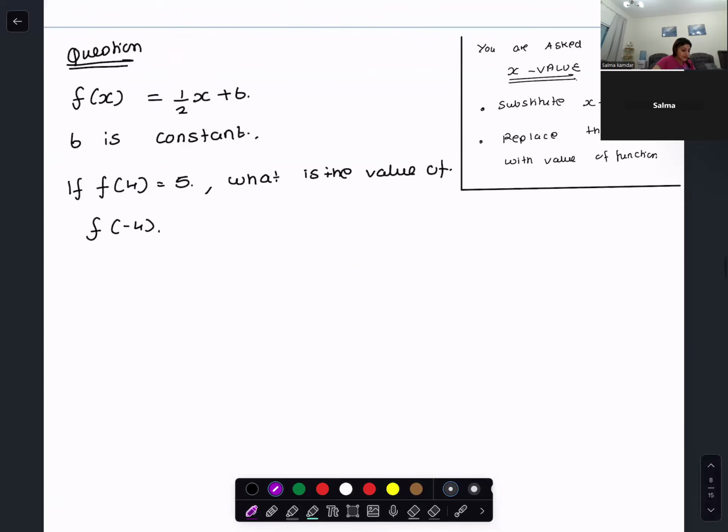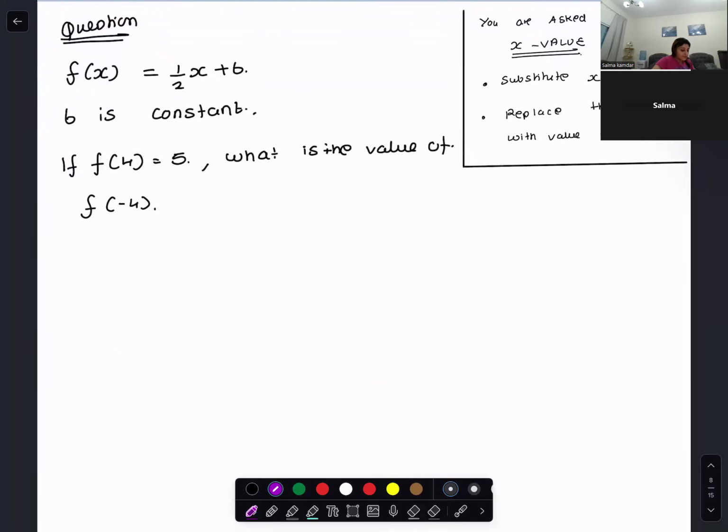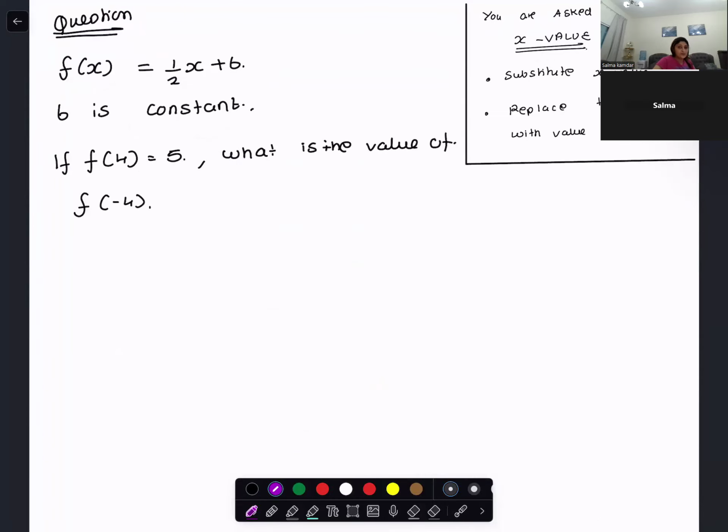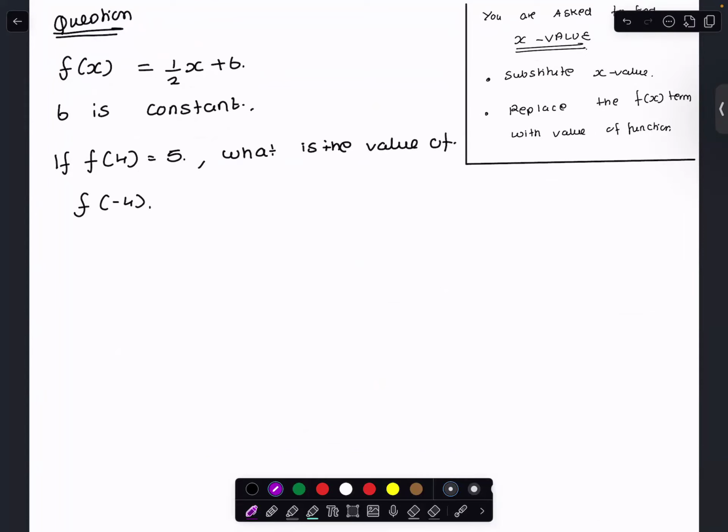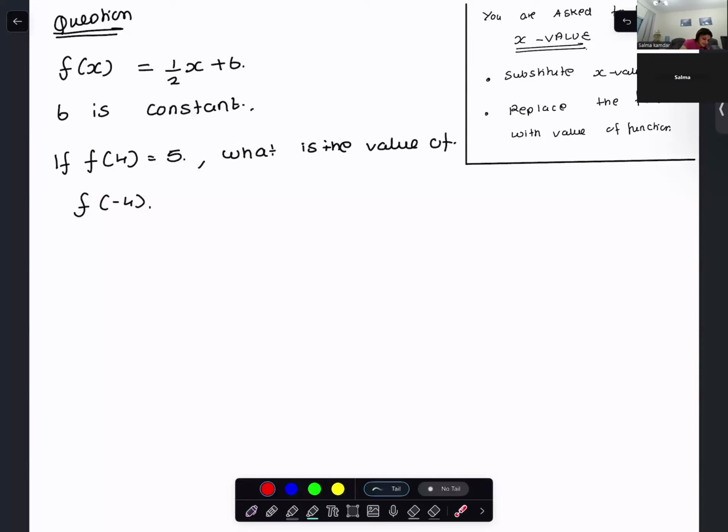Now let's take another question. You're given f of x is equal to half x plus b. You're already given that your f of x, that means your function, is this. b is constant. The value of your function when x is 4 is 5. They want you to find the value of your function when x is minus 4.